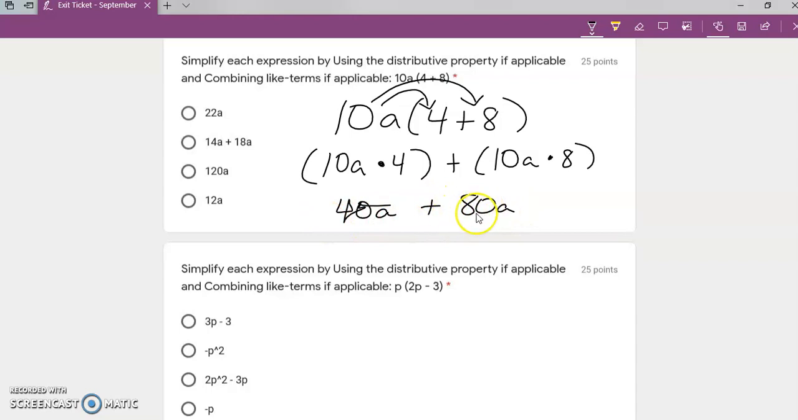So 40a plus 80a can be combined because they both have the same variable. They're like terms. So 40 plus 80 is 120a. And so our answer would be letter C, the third choice. Another thing you could do is you could have combined the 4 plus 8 on the inside of the parentheses and made it 4 plus 8 is 12. And then just multiplied 10a times 12, which would still give us 120a.